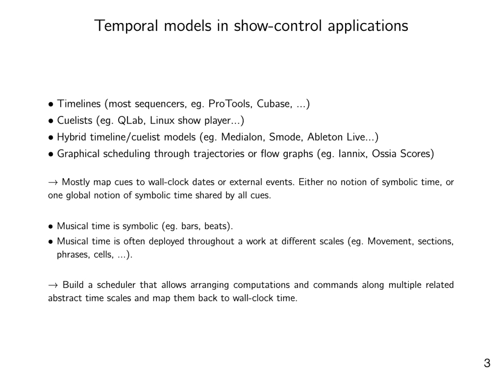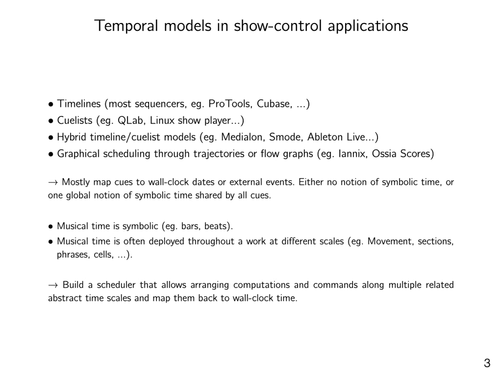And you also have graphical scheduling environments that allow to place events and queues in some abstract space and to draw trajectories between these queues, or to build flow graphs with these queues. All these temporal models mostly map queues to wall clock dates, or they trigger queues based on external input, for example, keyboard inputs. And they either have no notion of symbolic time or one global notion of symbolic time that is shared by all the queues and all the events.